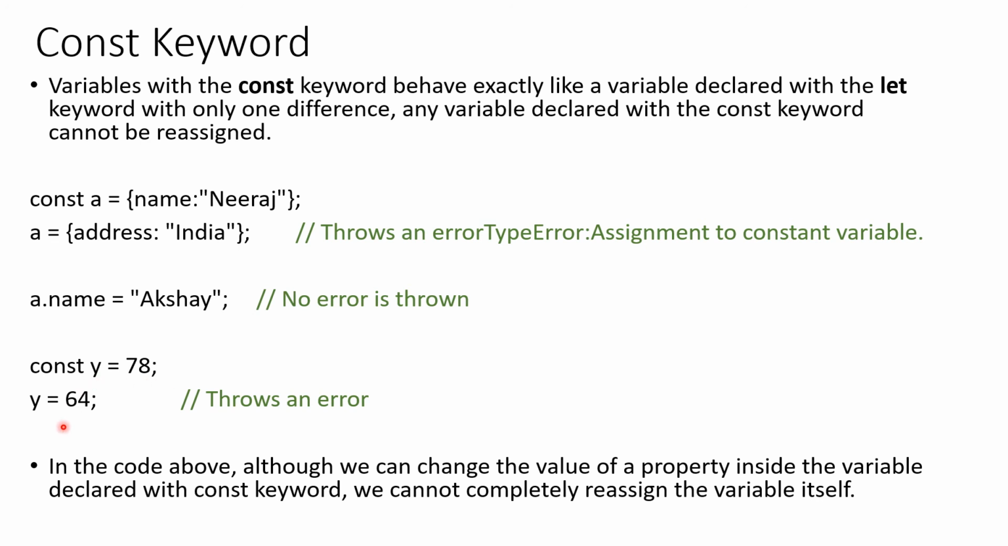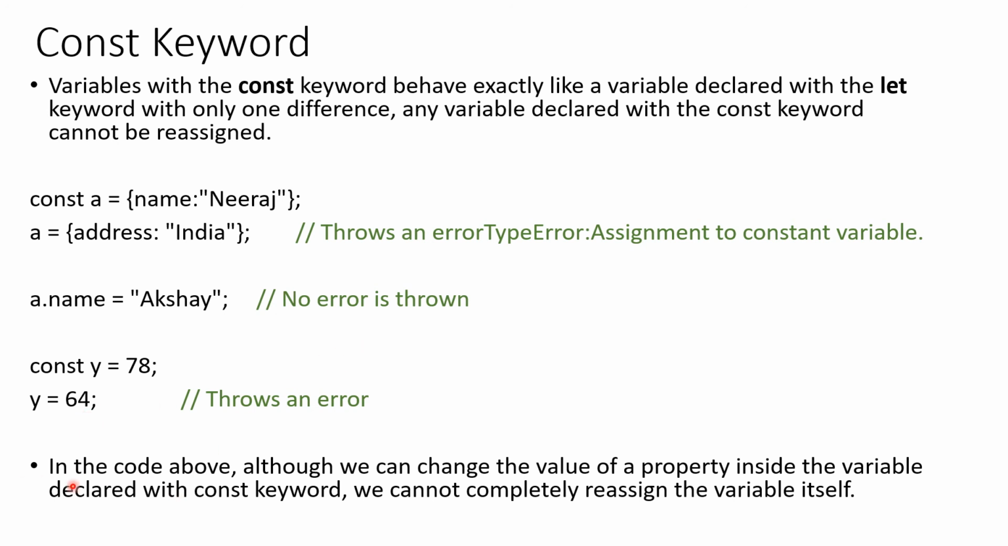So let's see it with the primitive data type. Right now we have seen this is the non-primitive one. Objects are the non-primitive data type. Remember we just studied it in the last slide. So let's see with const y equals 70, and the same we try to reassign it, y equals 64. We will get an error.